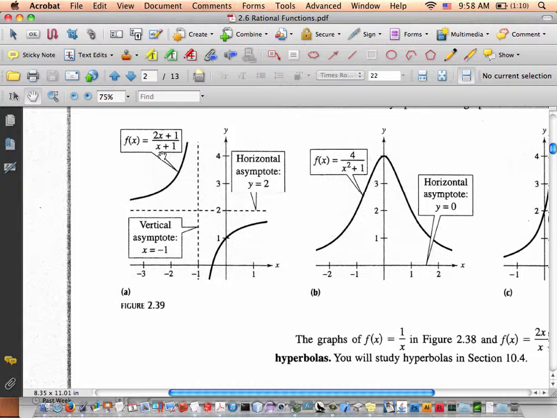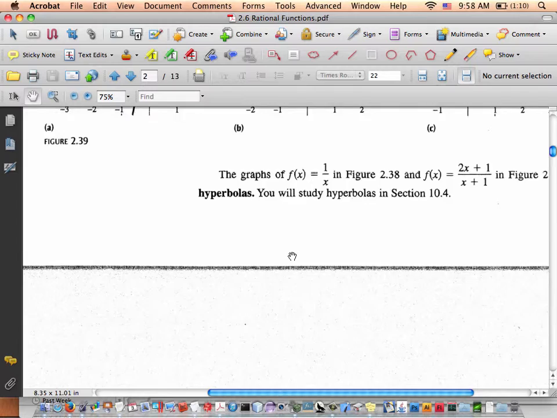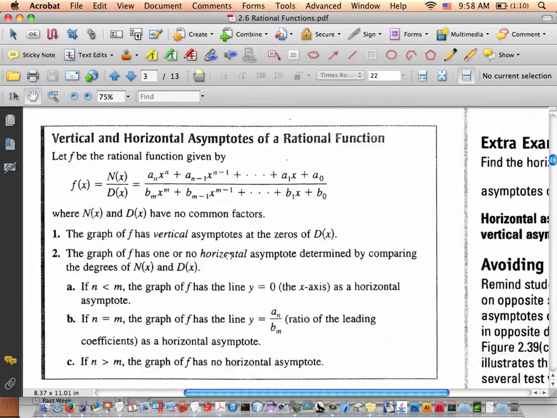If they're the same power, then chances are pretty good we're going to approach some constant other than zero. Would it be like the leading coefficient, like 2? Oh, you're thinking ahead. Shame on you. Yep, you're right.